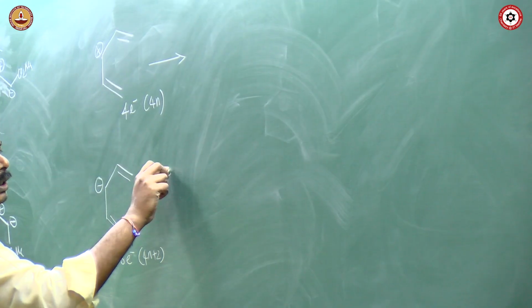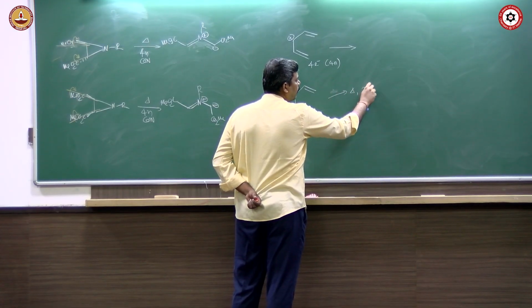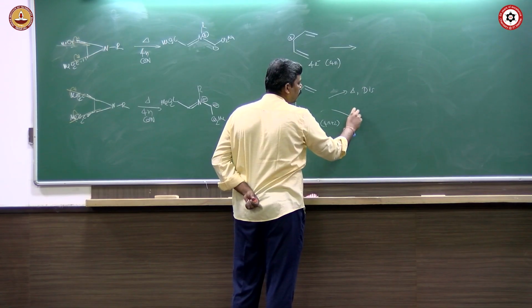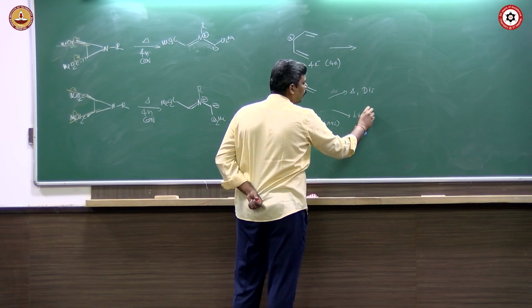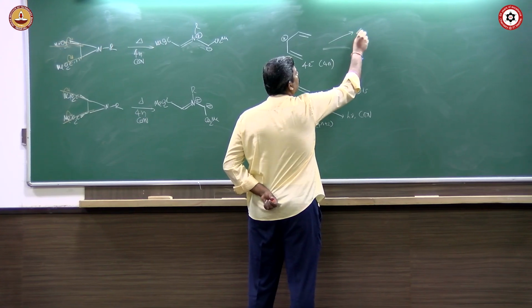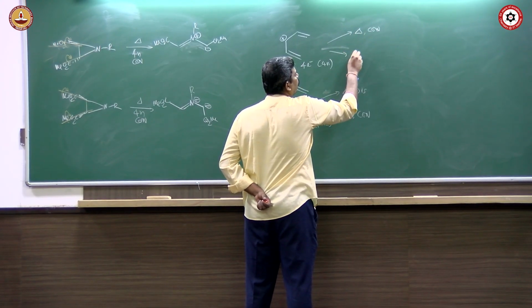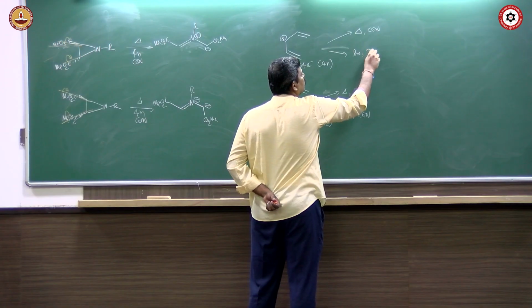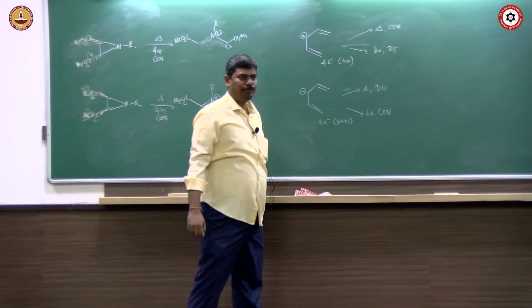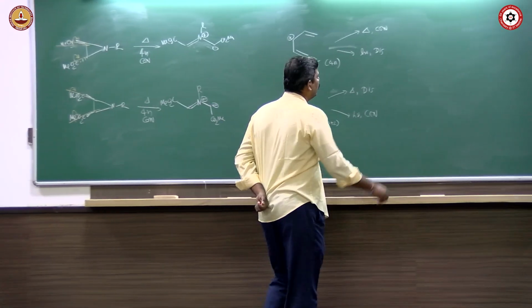So under thermal condition here, this would be undergoing a disrotatory mode. Here, photochemical conrotation, and the same when you go here, thermal conrotation, photochemical disrotation. Remember that. Okay, so what will be the product here if that reaction occurs?